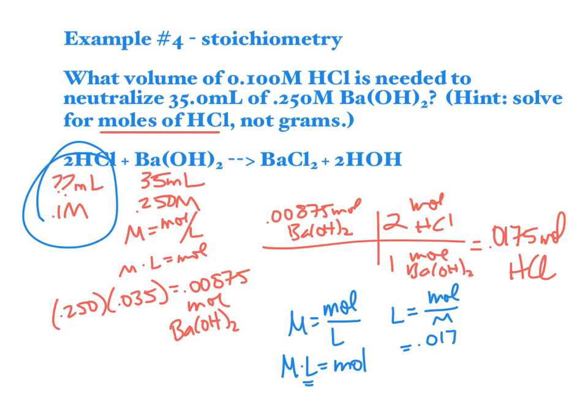And now it's just a matter of plugging and playing. 0.0175 moles divided by our molarity, which is 0.1 molar, is going to give me a final answer of 0.175, and that's liters, also known as 175 ml, milliliters. So there you go. The last step here was just a little bit different than the other ones, where we had to convert it back to volume by using the molarity equation with the second solution. Not too much harder, just one extra little twist to the other ones that we've done.